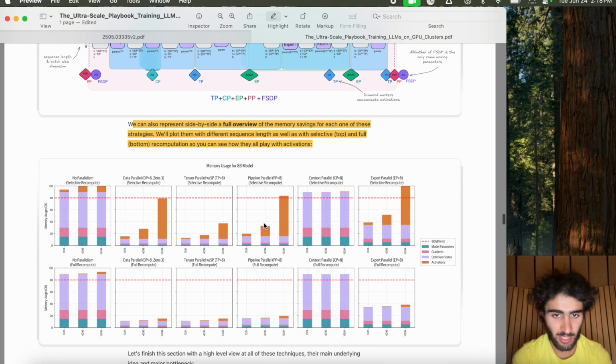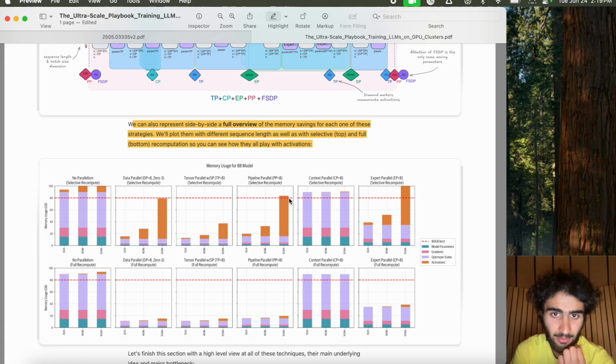And there are also these graphs here that represent side by side a full overview of the memory savings for each of these strategies. They've plotted them with different sequence lengths, and selective gradient checkpointing and full gradient recomputation on the bottom. So this is why in the bottom you see that the activations are 0, because we're recomputing them completely. For some reason, there are some activations for no parallelism, or actually all of them. Maybe there's some activation that you just cannot... Well, I guess that's the output. Yeah, in terms of the output activation, which is just the last activation, if you discard it, then you have to do the forward pass again. So you do have to cache that for sure.